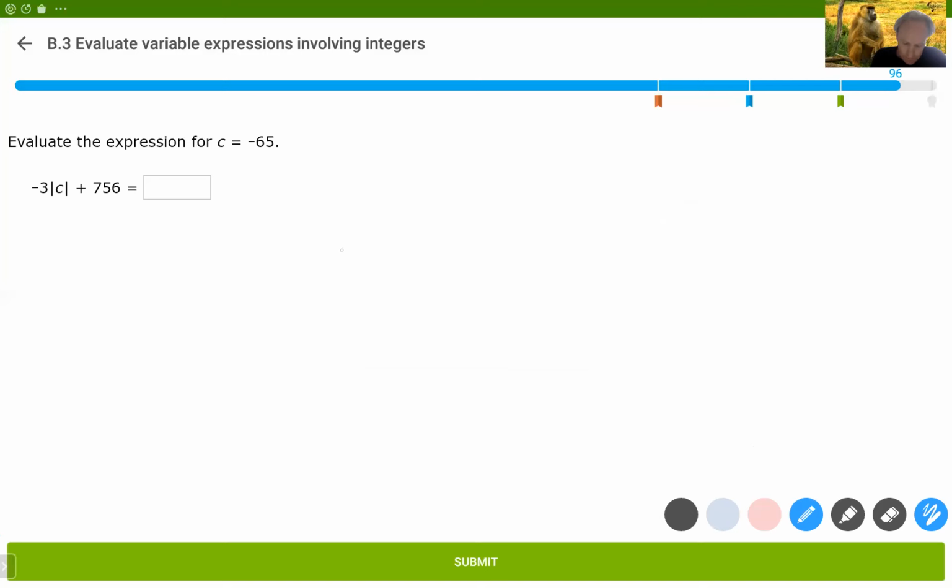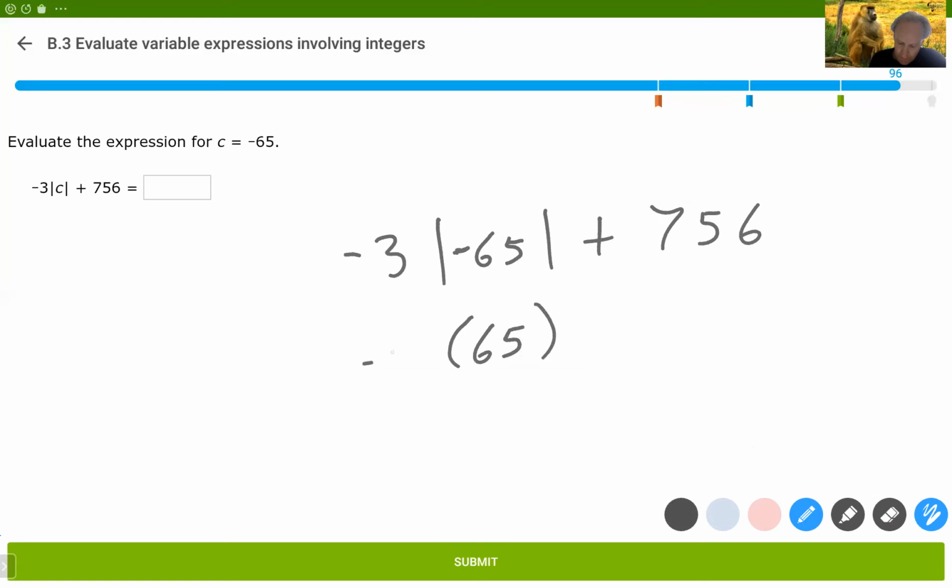Negative 3 times negative 65. Uh-oh. Not really negative 65. We've got an absolute value there, don't we? Plus the 756. Absolute value makes this positive 65. Be careful, you've got a negative 3 there. You cannot multiply the negative into the negative 65 here. You can't multiply these first.